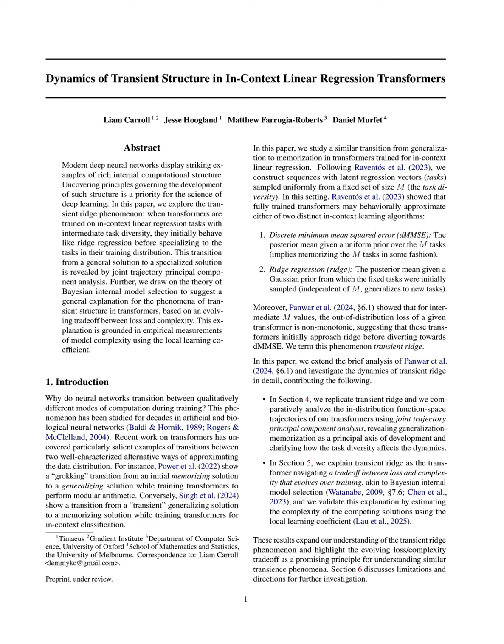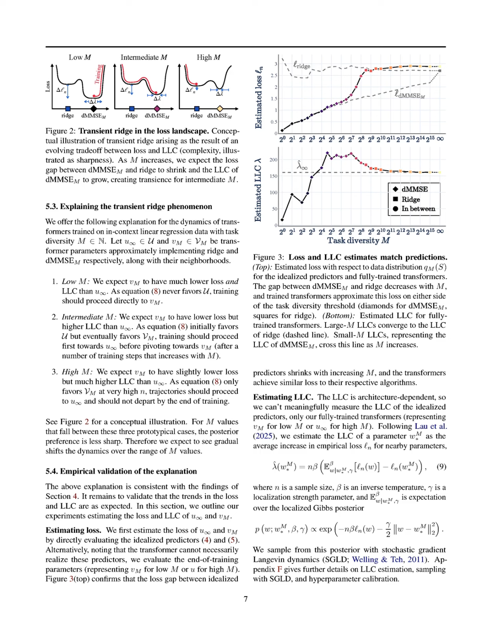In our study of the transient ridge phenomenon, we identified several limitations. Firstly, our analysis primarily focuses on in-distribution behavior, raising concerns about whether transformers can accurately approximate idealized predictors across all input sequences. Additionally, we noted that the solutions governing training dynamics may not necessarily correspond to the parameters to which transformers converge, suggesting a need for further exploration of mechanistic interpretability.